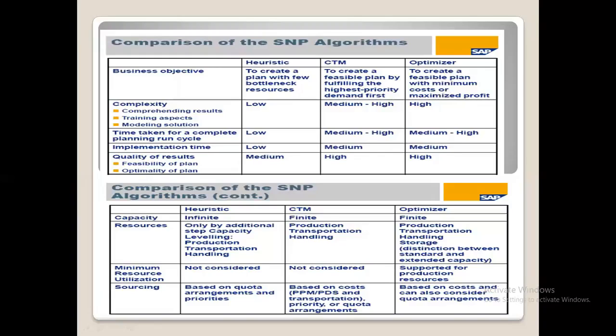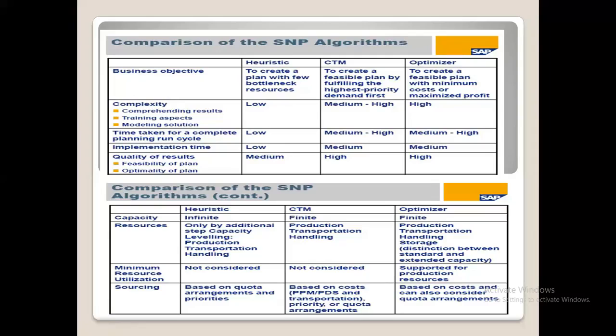Come to the complexity. Heuristic is low complexity, easy to understand, easy to do anything. CTM is medium to high, and optimizer is high complexity-wise. Time taken to complete the planning cycle is low for heuristic, medium for CTM, and medium for optimizer. Implementation time for heuristic is low, CTM medium and optimizer medium.